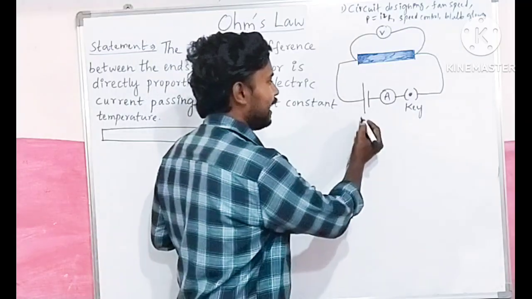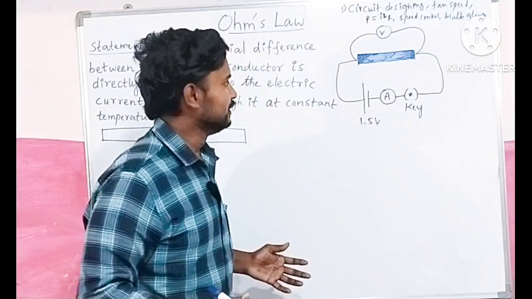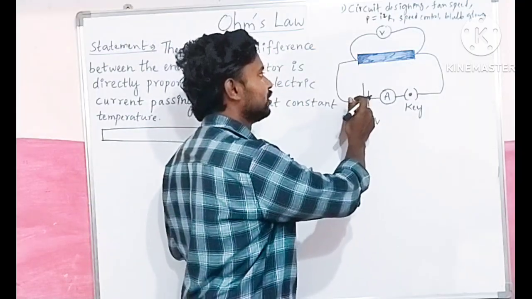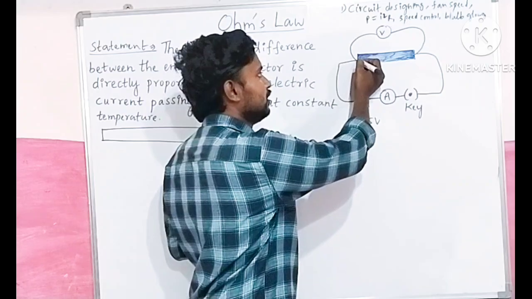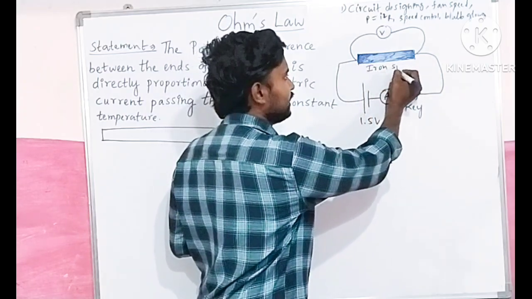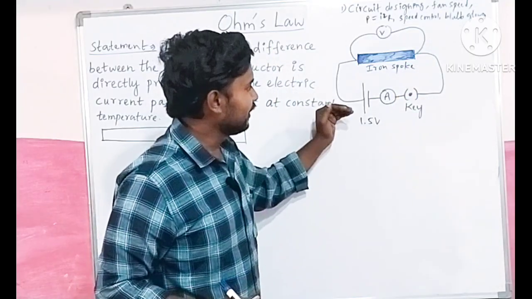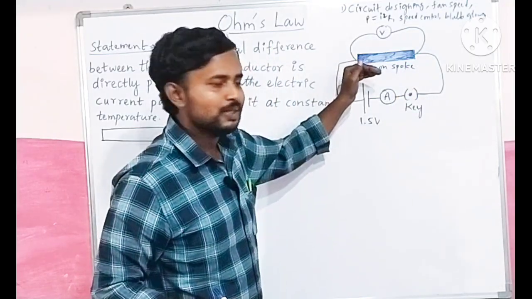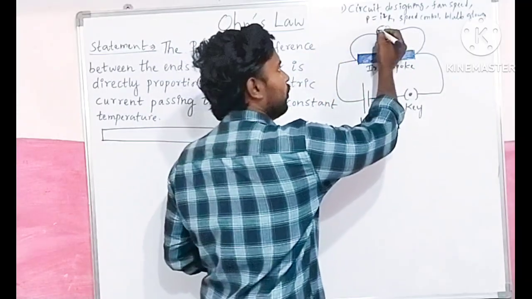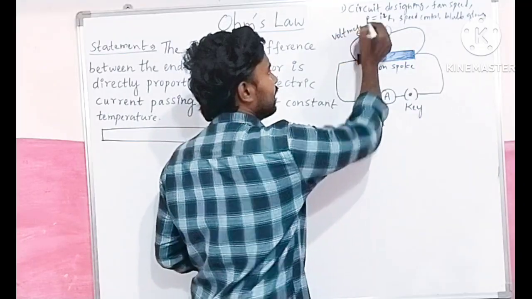First, I have taken a dry cell of capacity 1.5 volt. I connected the battery of the dry cell to one end of an iron spoke using connecting wires. In parallel connection, I arranged a voltmeter. This is a voltmeter, arranged in parallel.